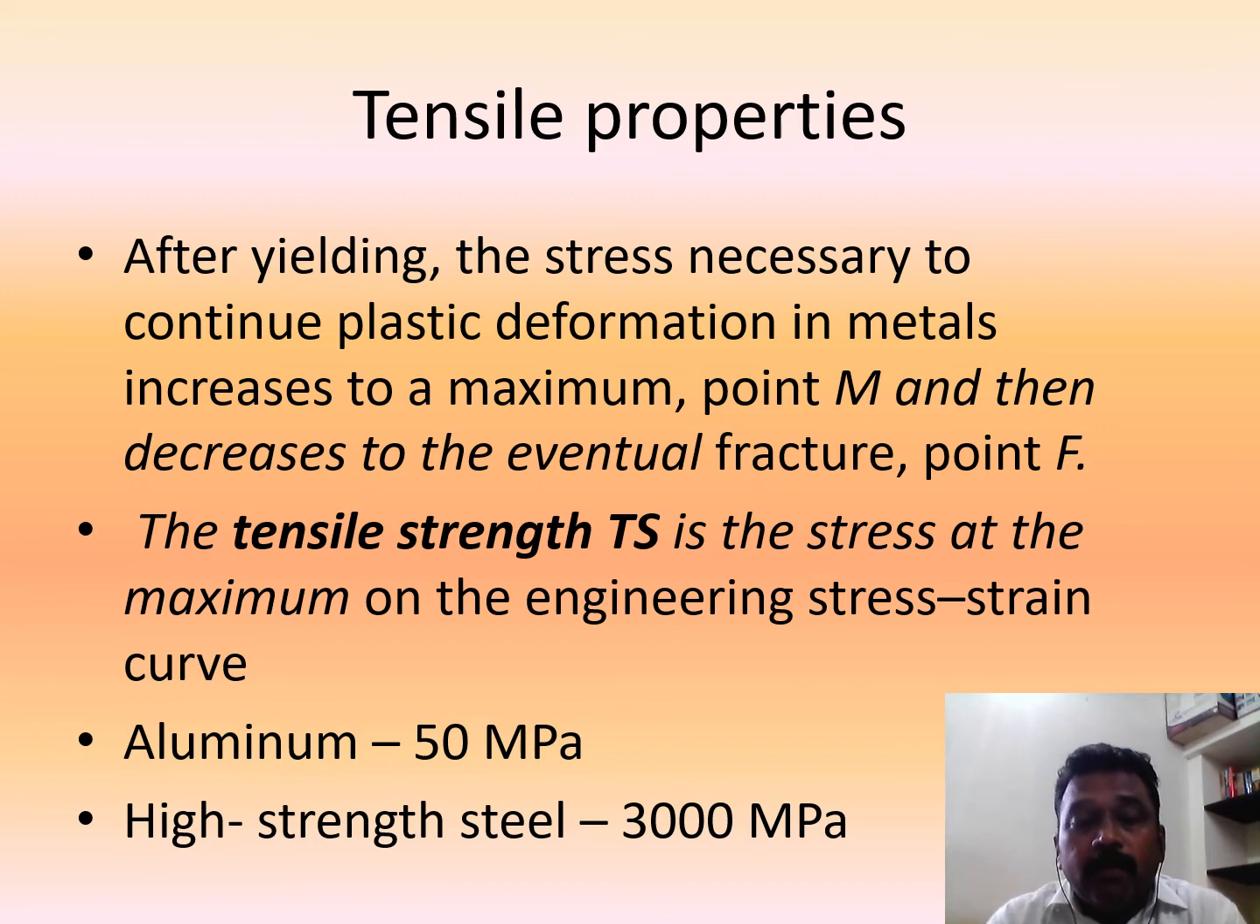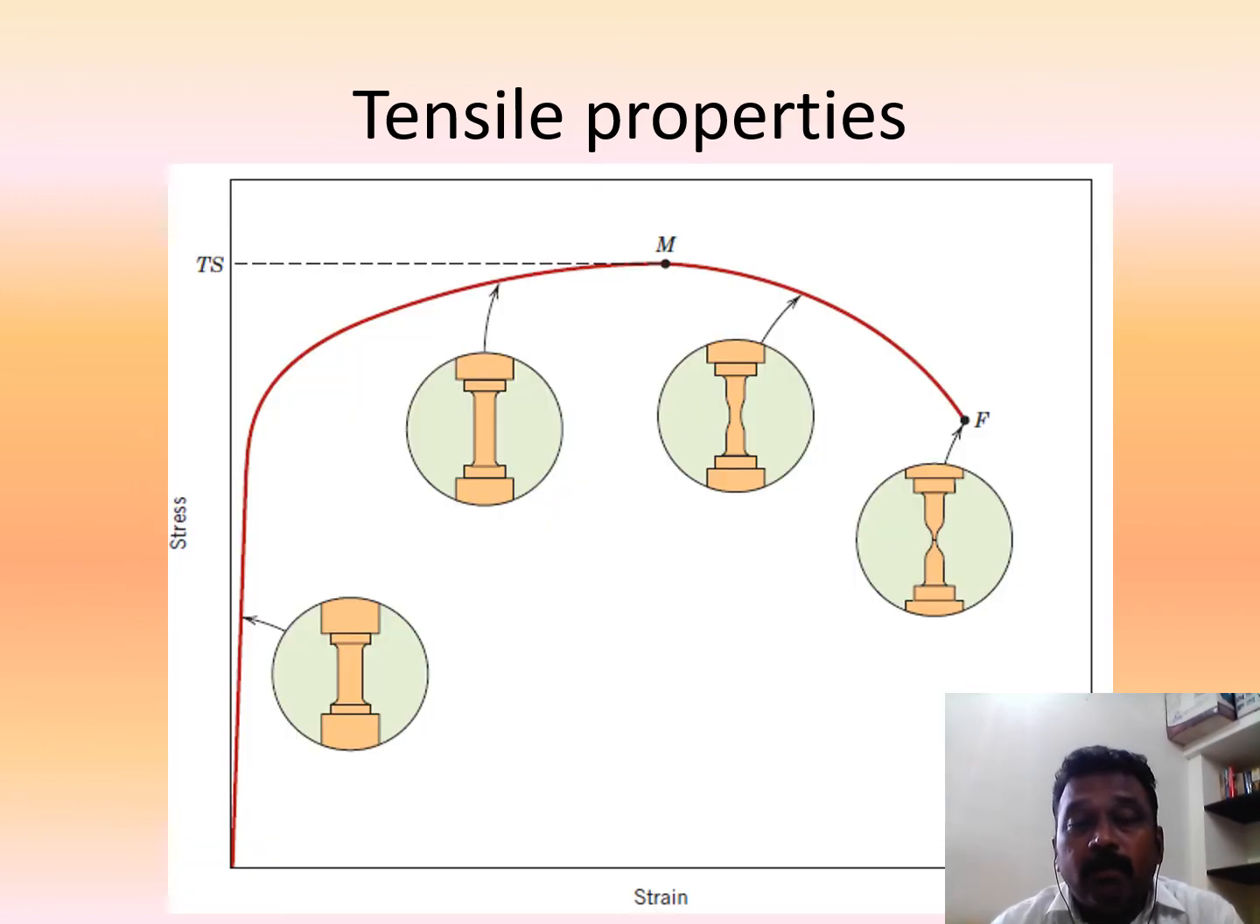We'll show it later. For aluminum, the tensile strength will be 50 megapascal, and for the high strength steel, you can see it is 3000 megapascal. That is the tensile strength of the high strength steel. You can see it here.